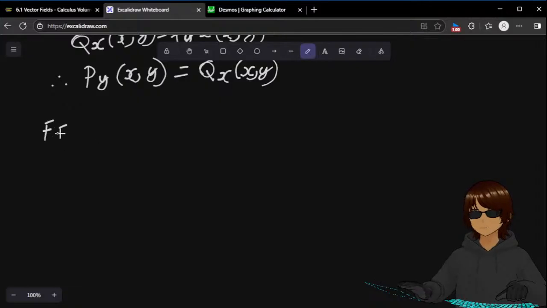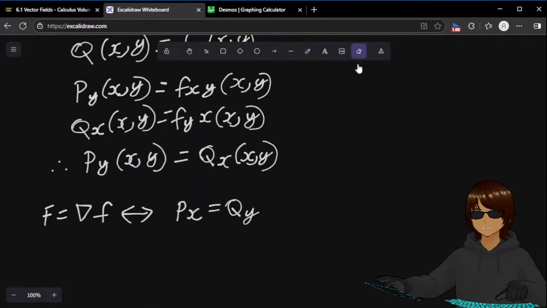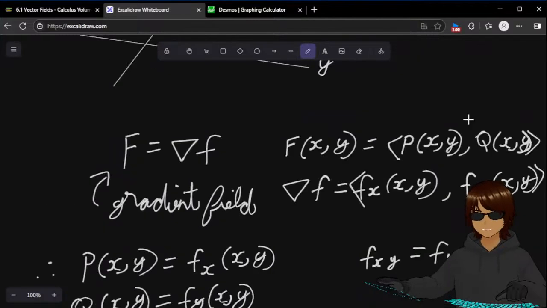So f implies the derivative of Q with respect to x. Sorry, derivative of Q with respect to x. And if this part is not true, if the derivative of P with respect to y is not equal to the derivative of Q with respect to x, then the gradient of a function doesn't exist. There's no function which can be the gradient of this vector field.